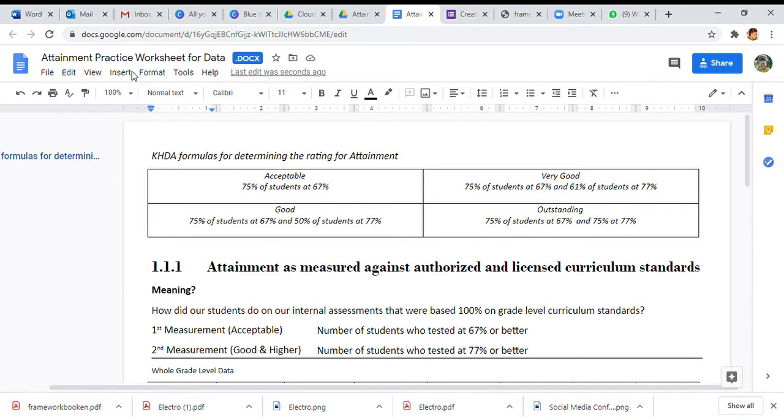And today I am going to explain how we complete our attainment worksheets for our KHDA inspection. This video is very important because there is a formula on how you are supposed to do attainment ratings and progress ratings. We're focused on attainment for today.